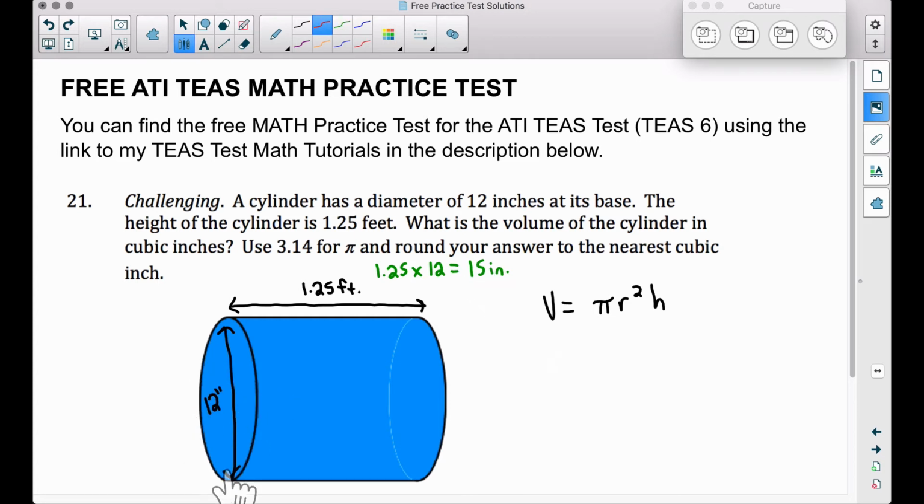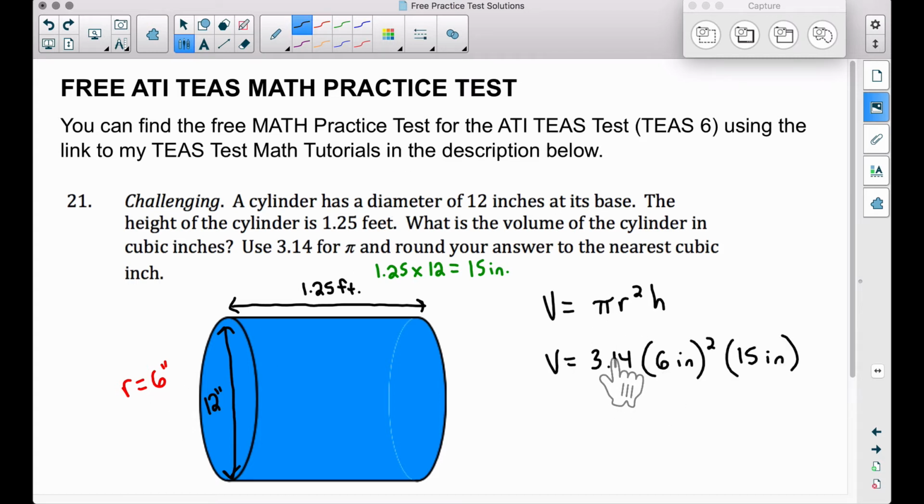Let's also be very careful here with this 12 inches. If the diameter is 12 inches, we need the radius for our formula. You can take the diameter and divide it by 2 to find the radius of the base. Therefore, the radius is 6 inches. So now we can plug everything in. The problem states to use 3.14 for pi, take your radius, which was 6 inches, and square it, and then take your height of 15 inches. We want to multiply all of this stuff together.